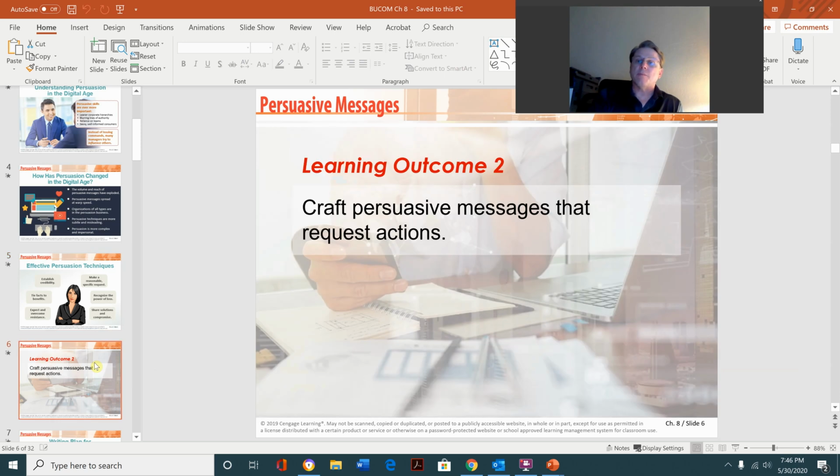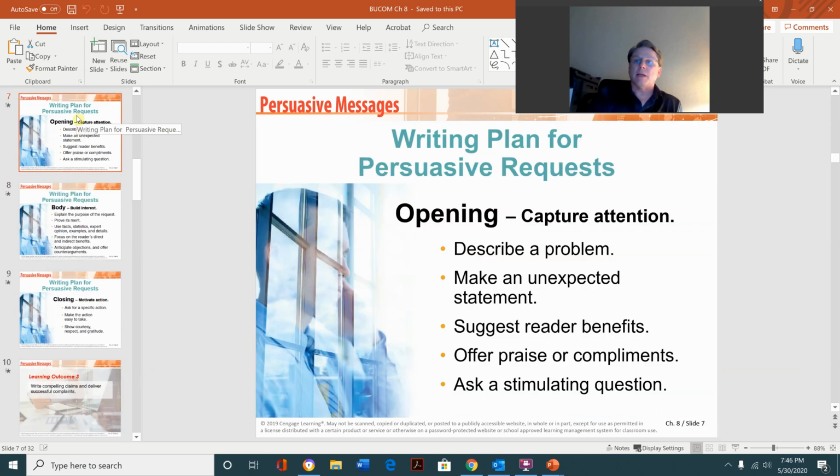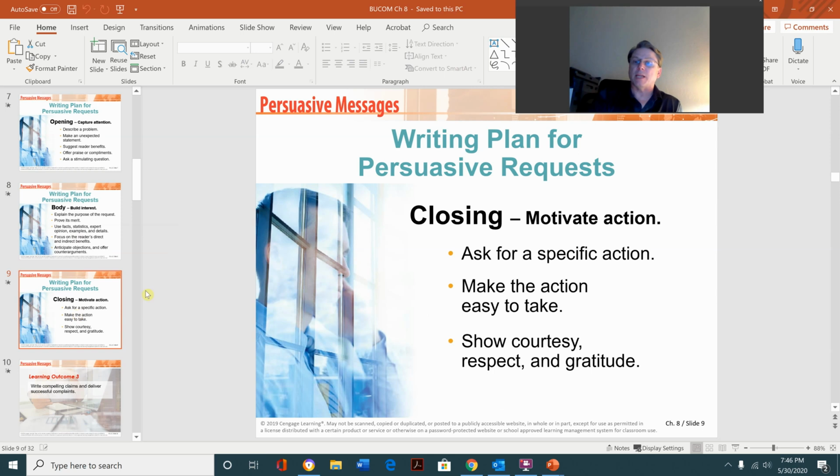Learning outcome 2: craft persuasive messages that request action. So, writing a plan of persuasive requests. You have your opening, which captures attention. You have your body, which builds the interest. And you have your closing, which motivates action. If there's not a motivation of action, if it's not a call to action, as it's often referred to, then there's no reason for it.